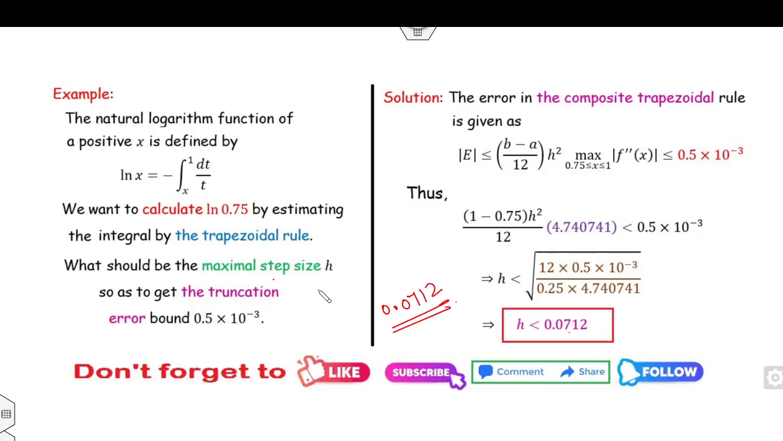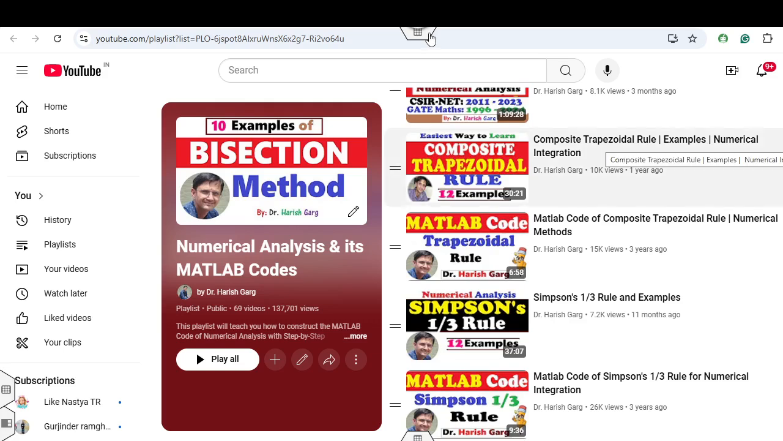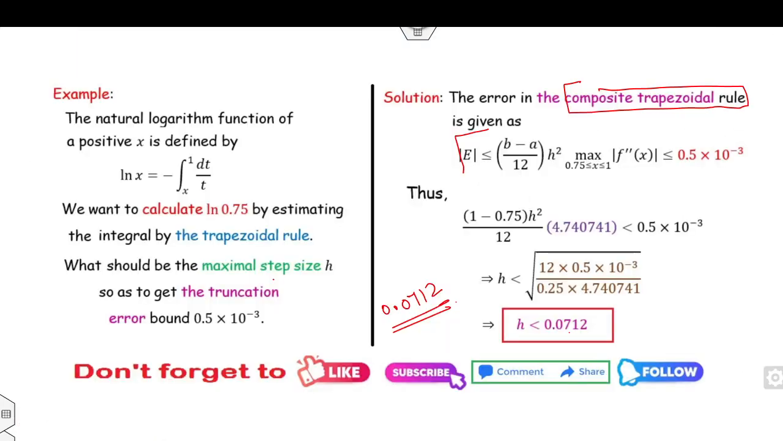So always remember, students, whenever you are trying to find the error, start with this error formula, and then whatever they ask you, you can calculate. But make sure, students, before watching this, you have to complete the theory lecture of the composite trapezoidal rule, which is available in this lecture. You must watch it with the help of the 12 examples. It's a very simple approach, and you can get an easy explanation through these lectures.